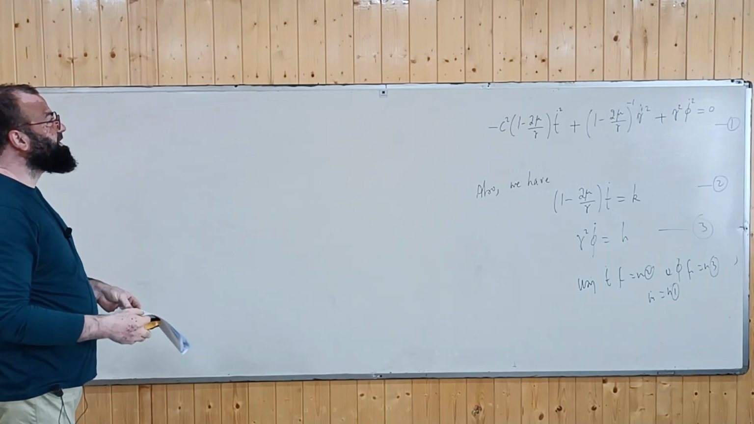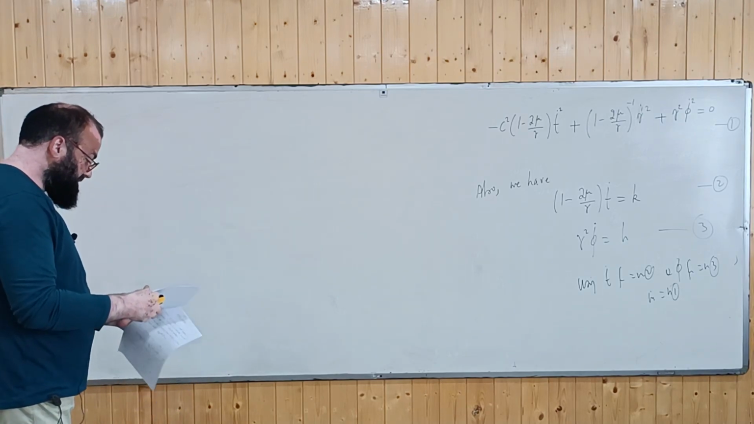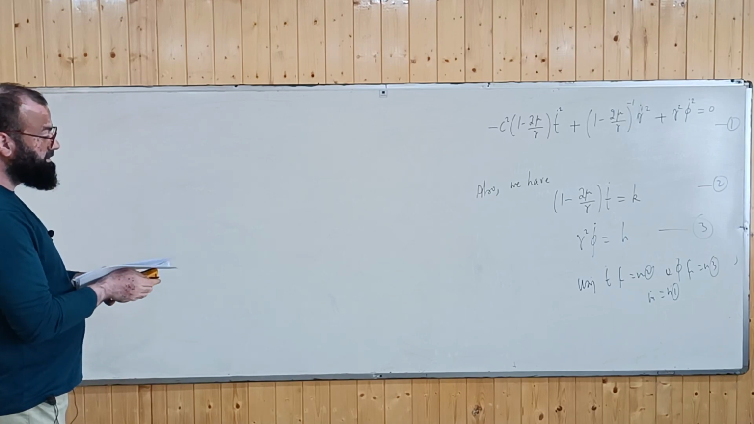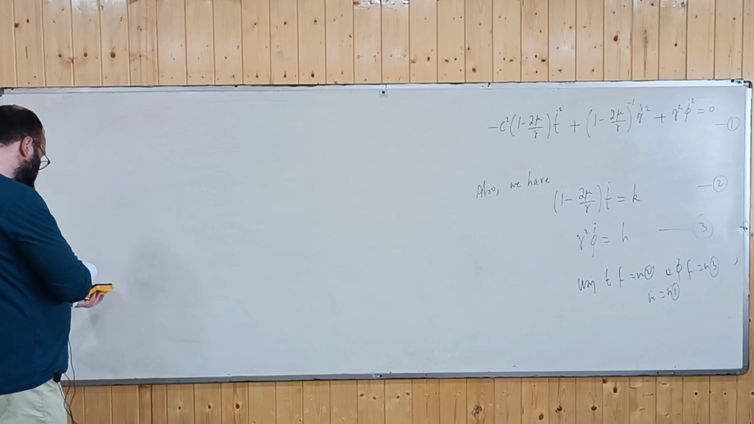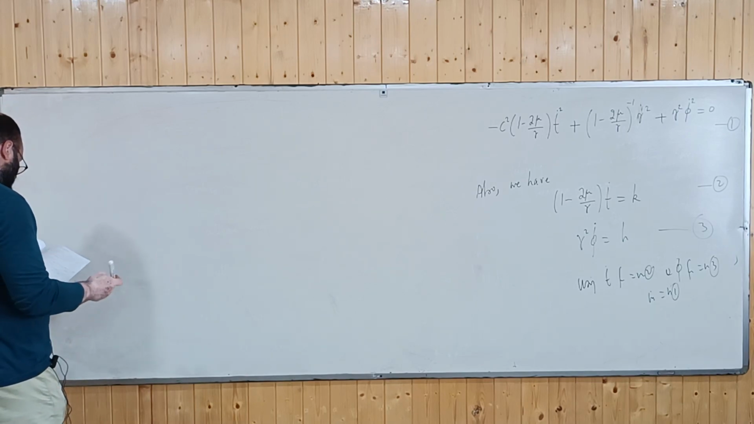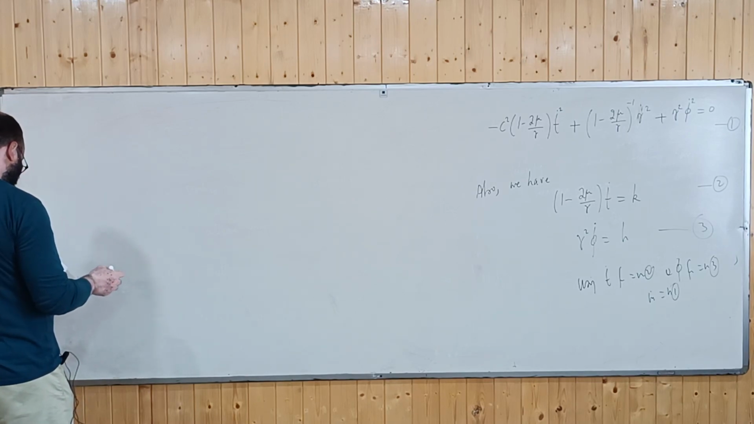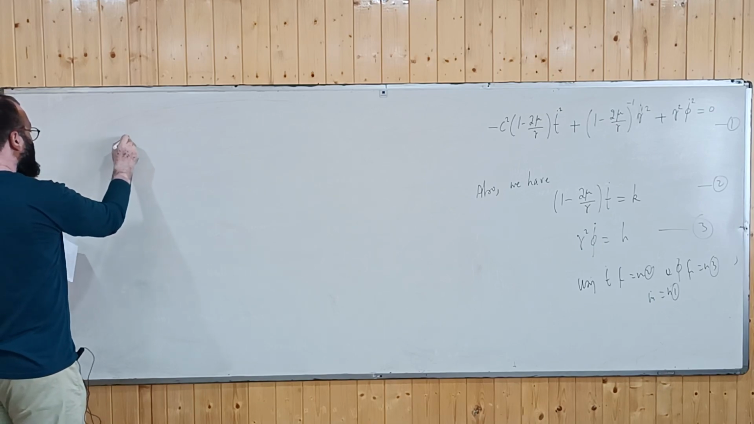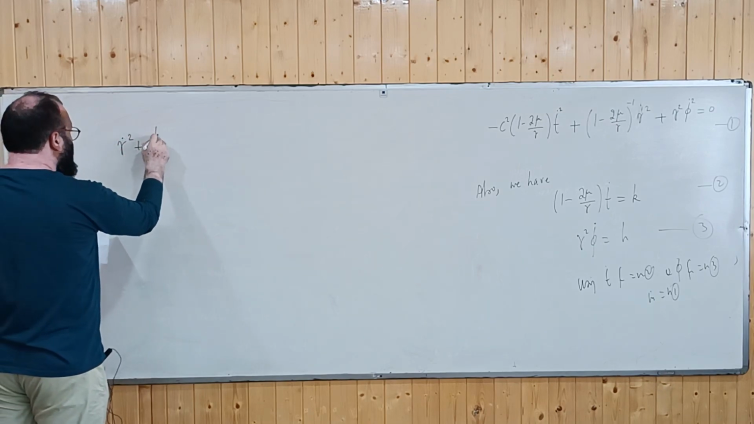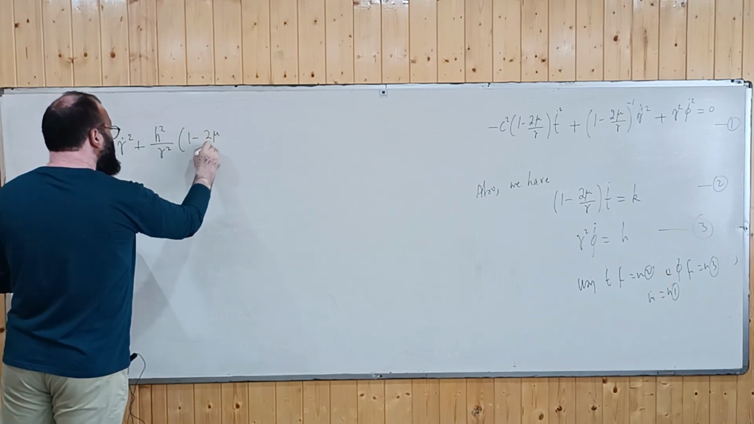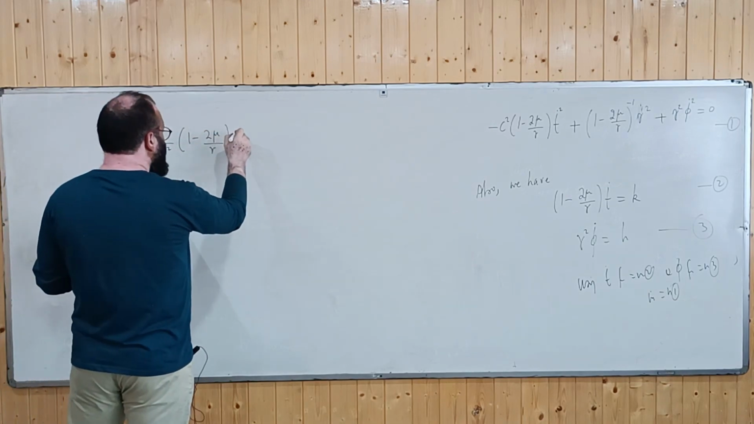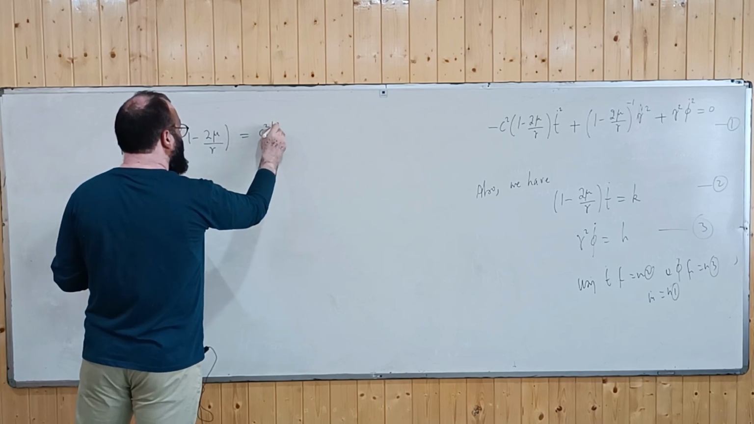Almost we are done. We don't need to take extra time. So what we get is this very equation: r dot square, s square by r square, 1 minus ..., is equal to c square.